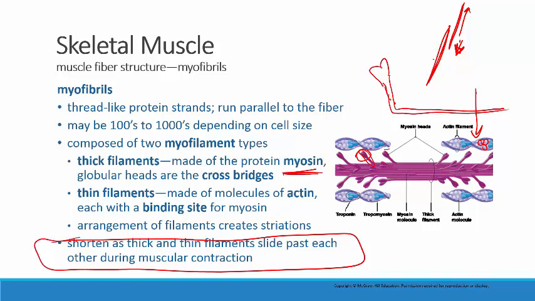So that is a critical piece to understanding how muscle fibers work, is that it's the myofilaments, the thick and the thin filaments, that slide past each other, causing the entire muscle to become shorter. The myofilaments do not shorten themselves. They always stay the same length. The shortening is this sliding past each other.